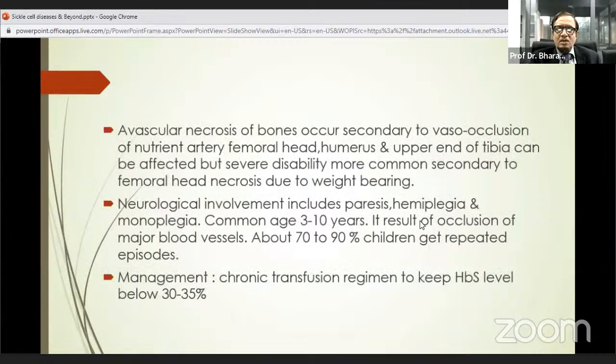Avascular necrosis of bone occurs secondary to vaso-occlusion of the nutrient artery of the femoral head, humerus, and upper end of the ulna, but severe disability is more common in necrosis of the femoral head due to weight bearing. Neurological involvement includes paresis, hemiplegia, and monoplegia, commonly at age 3 to 10 years. It is the result of occlusion of a major blood vessel, and about 70 to 90% of children get repeated episodes. The management is a chronic transfusion regimen to keep the hemoglobin S level below 30 to 35%.